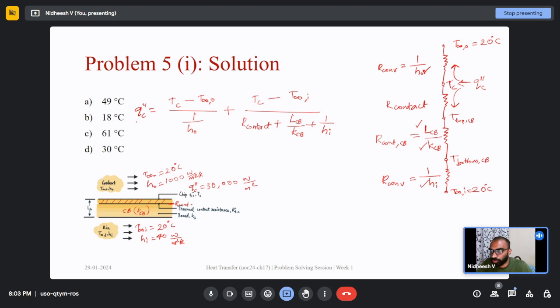Yes, sir. So in this case, the QC is given to us, TC is unknown, this is given to us, this is given to us, this is unknown, it is the same unknown, this is given to us, contact resistance is given to us, length of circuit board is given to us, thermal conductivity of circuit board is given to us, and this is given to us. There is only one unknown. We can find the temperature of chip, right? Yes, sir.